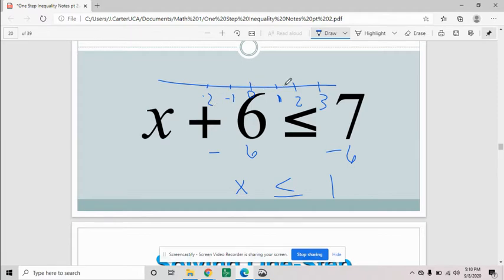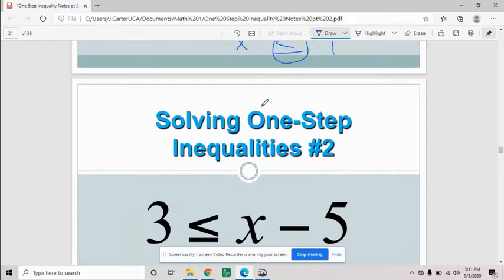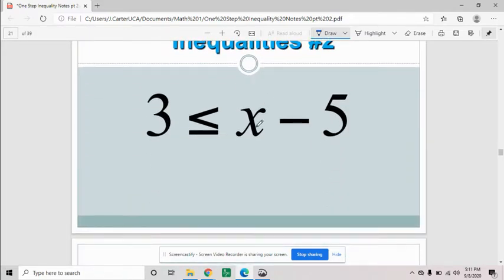I would put my circle at 1, and I'm going to go in the direction of this arrow, which is this way. Sorry, it's not picking up my motion. So I would shade and go this way. And because that symbol is less than or equal to, I need to fill in the circle at 1. Like so. That's a terrible line, but you understand. All right, the next one.